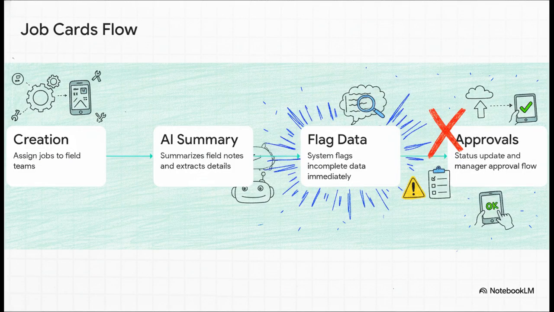The exact same logic applies to job cards and proof of work for your field teams. The system manages the whole workflow from job creation to assignment. Then AI steps in to summarize those messy field notes and extract the crucial details. The system actually flags incomplete data before a worker even leaves a site, and then handles the status update and approval flow automatically. AI essentially becomes a working cog within your operational system, completely preventing the admin nightmare of tracking multiple sites.